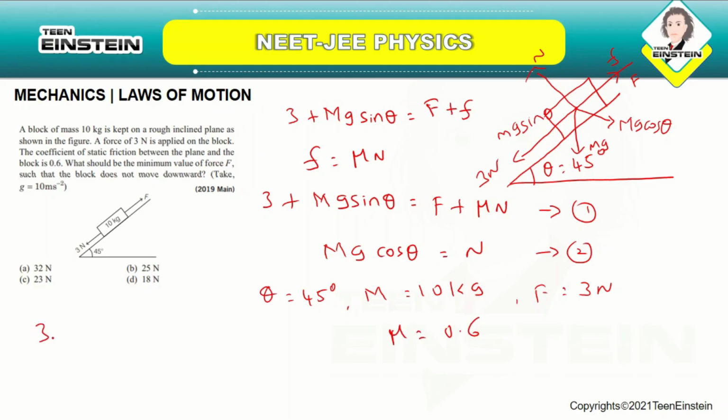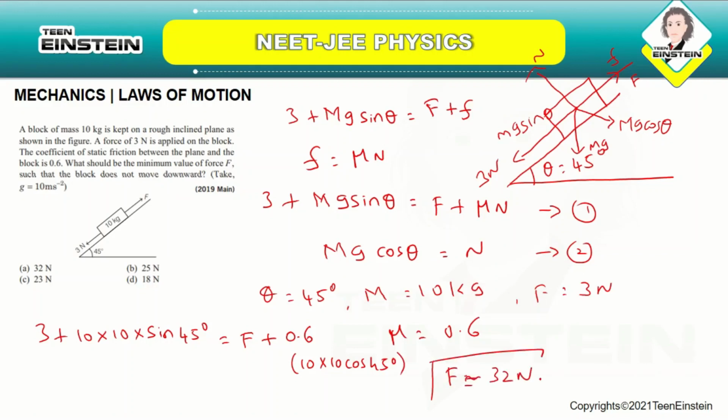If you substitute here, 3 plus 10 into 10 into sin 45 degrees is equal to F plus 0.6 times N. N is mg cos theta again, so it will be 10 into 10 cos 45 degrees. If you solve this, you will get the F value approximately equal to 32 Newton. It's a simple mathematical step. You will get the final force as 32 Newton.